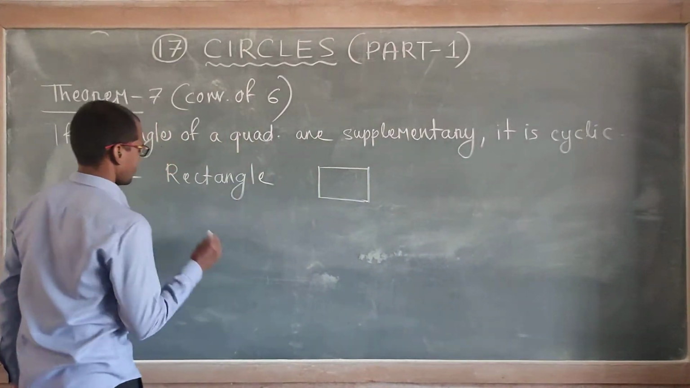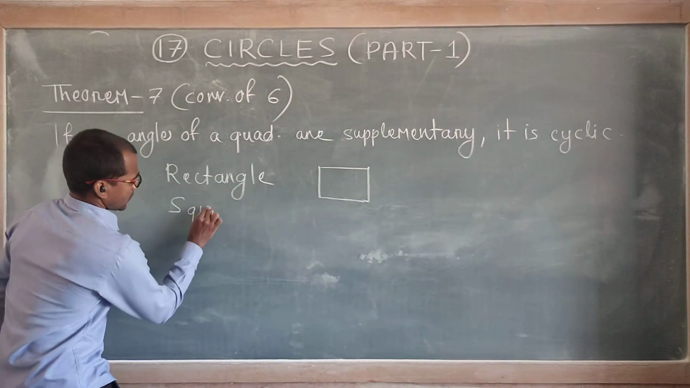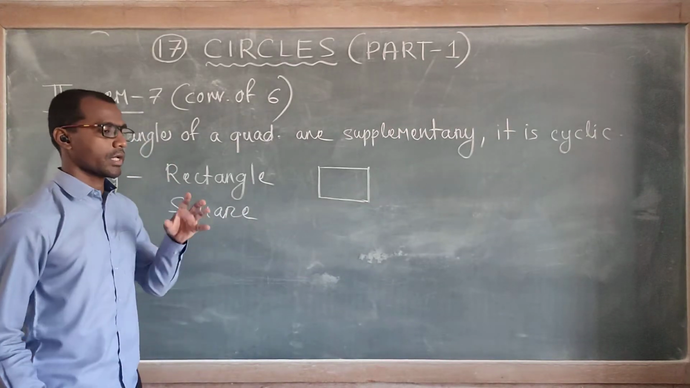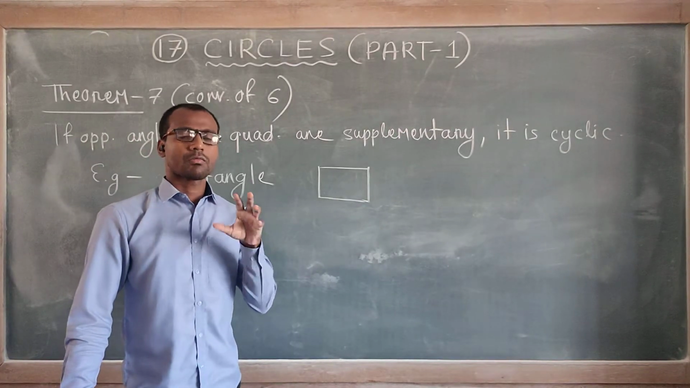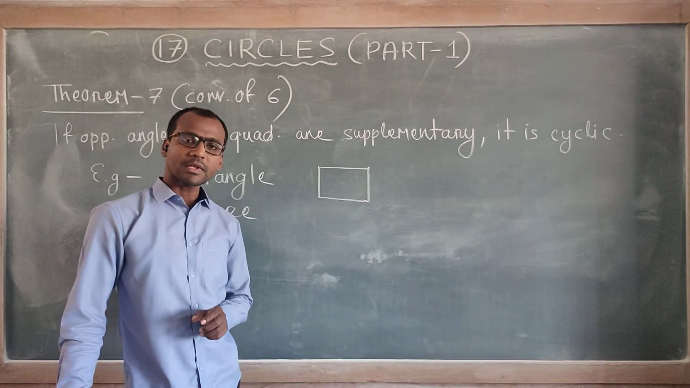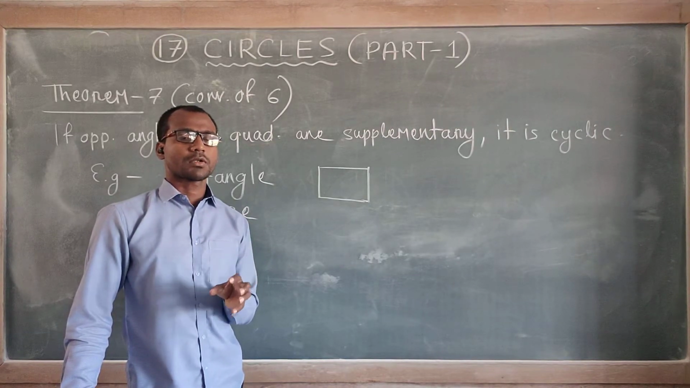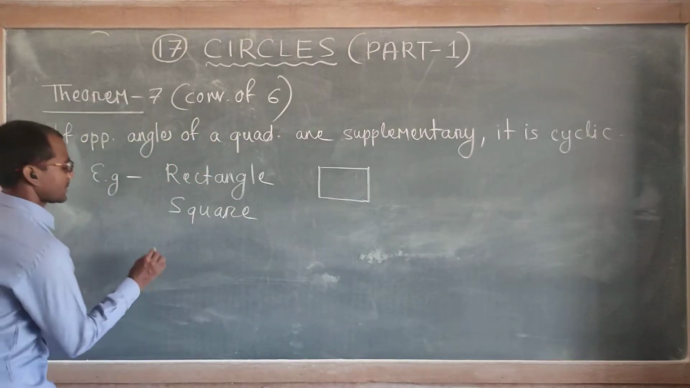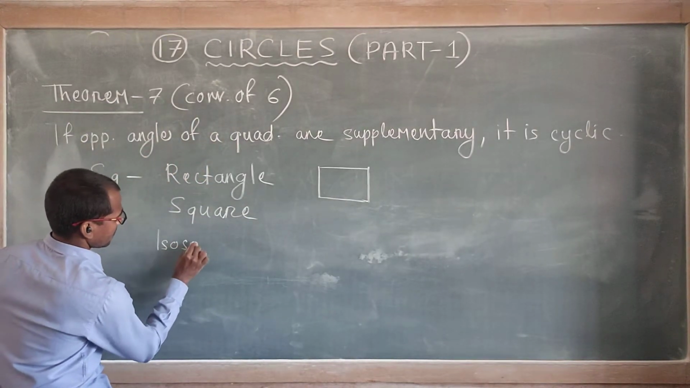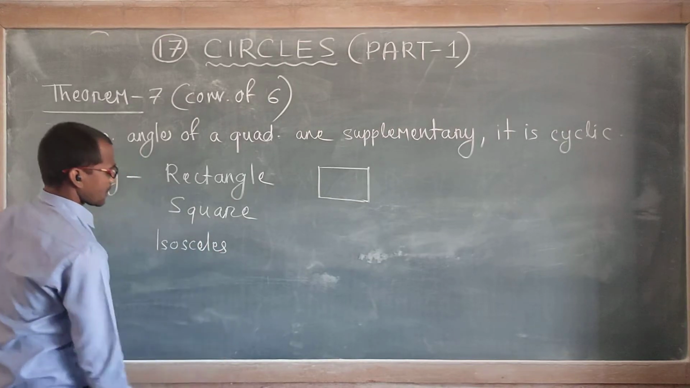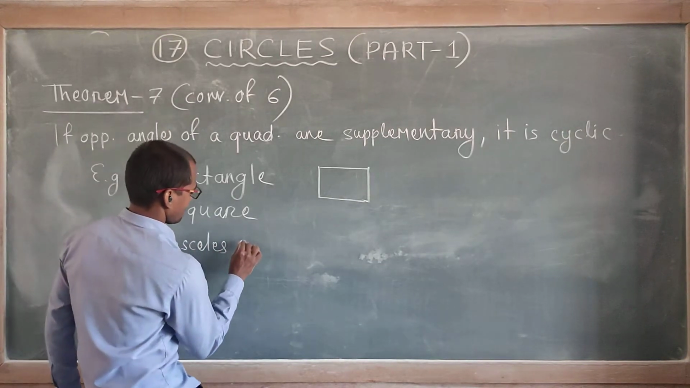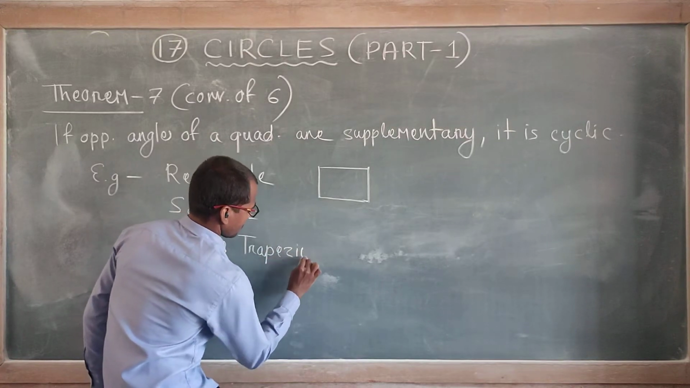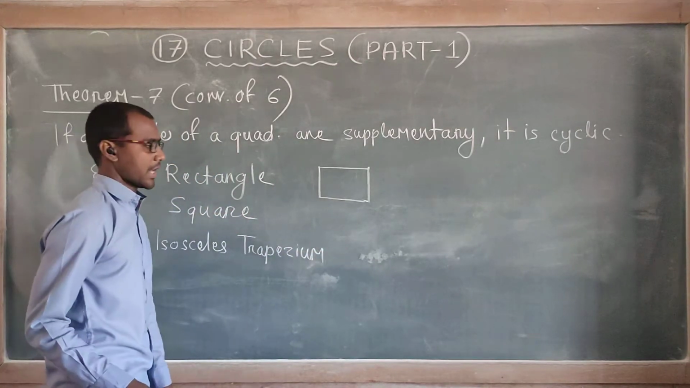Next, square also possible. Okay, a square can also be placed on the circumference of a circle. Okay, means all the 4 vertices of a square can lie on the circumference of a circle. Next is isosceles trapezium. Isosceles trapezium.